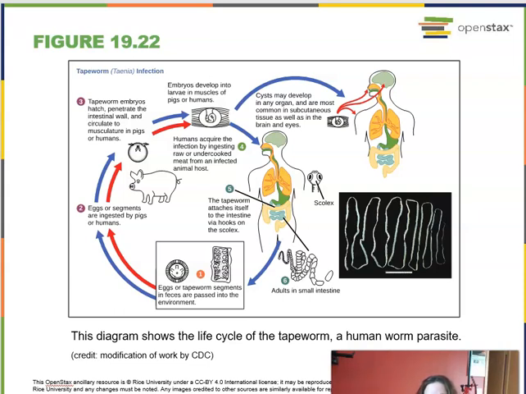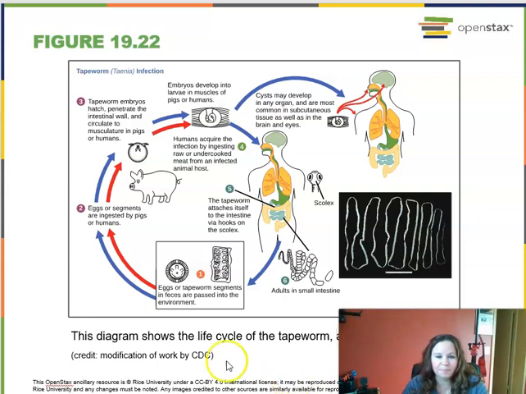siphon away nutrients from us. They can get so big that they block our intestines, and they can burrow out of our intestines and end up in different places, like in a muscle, in our eye, in our brain, and they make a little cyst around themselves, and then it becomes painful, or if there's a lot of them, can stop that organ from functioning. People have died from tapeworm infection in the brain.